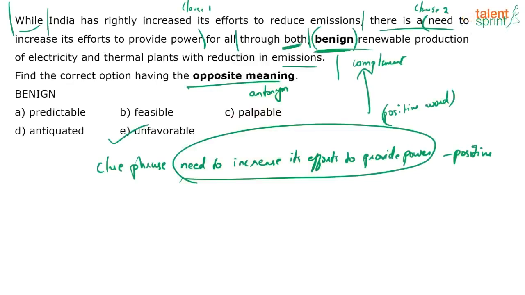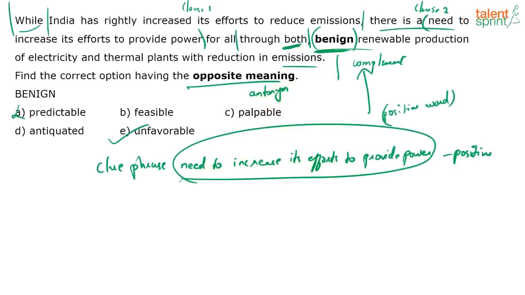Yeah, unrelated word. Feasible. This is a feasible plan, boss. We can carry this out. Feasible means it's possible. It's a positive word, right? It cannot be my option because benign is a positive word. I need an antonym. Out. Feasible is possible.